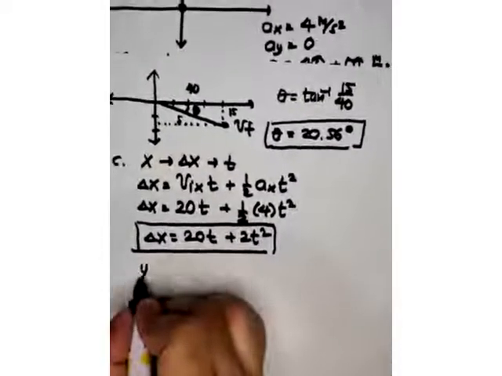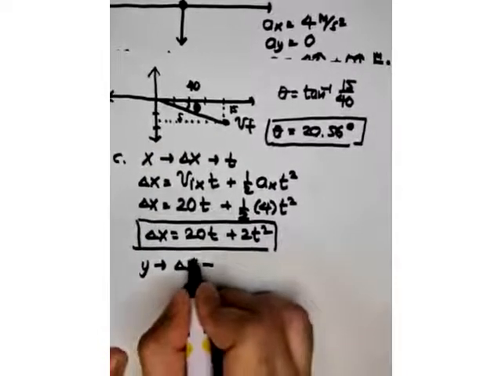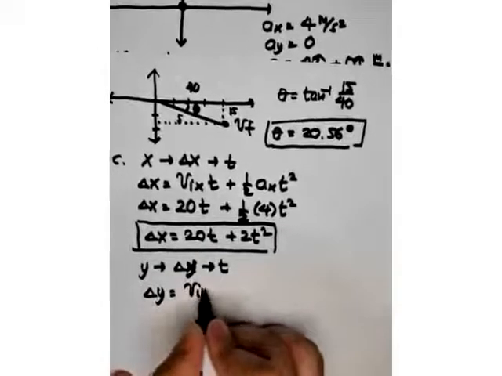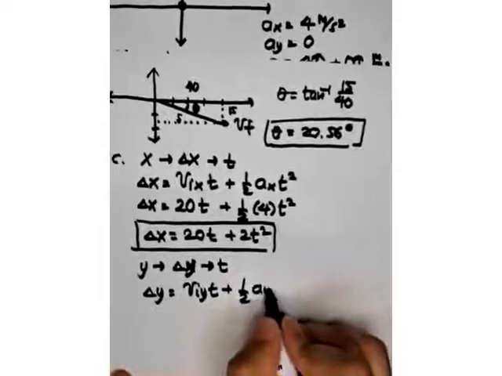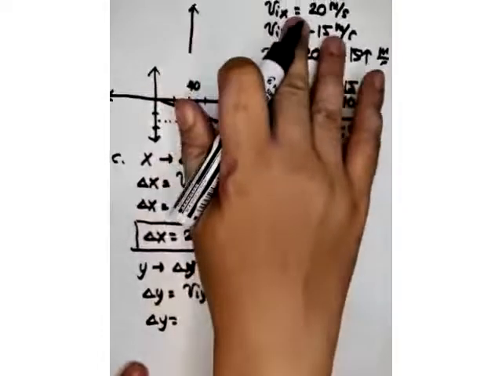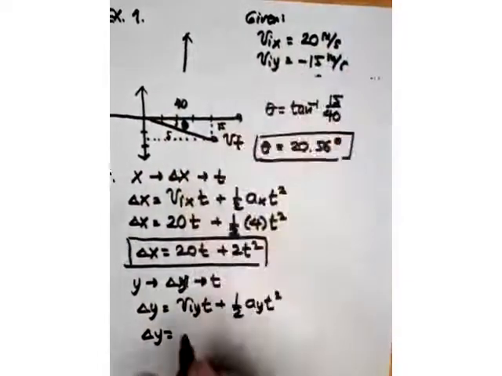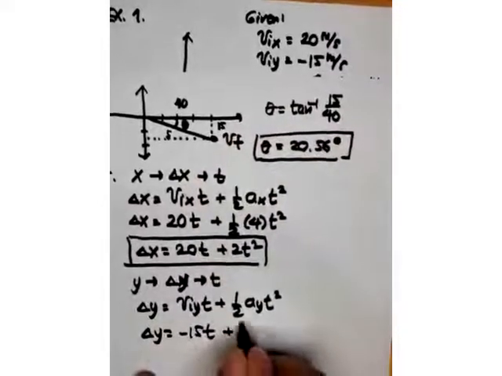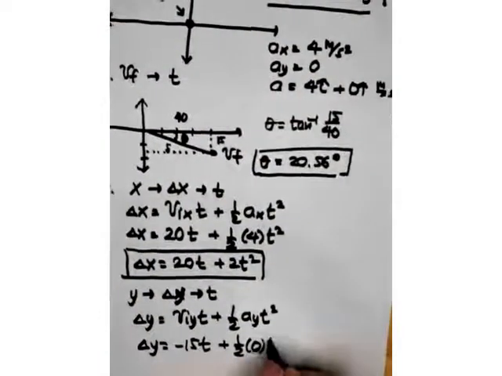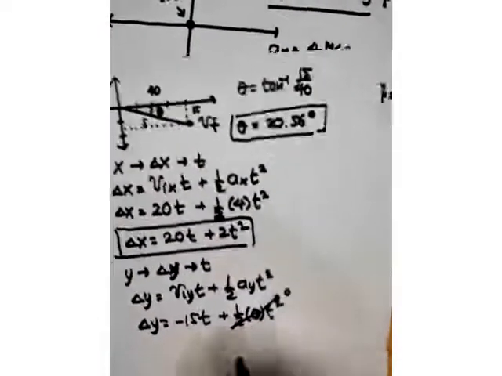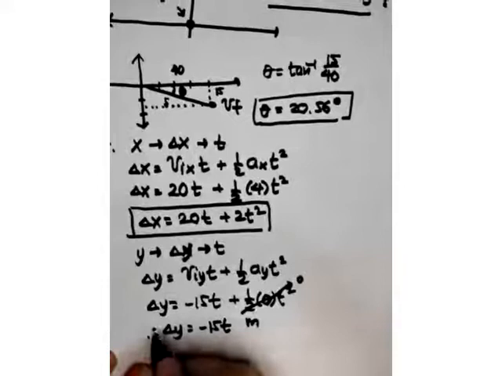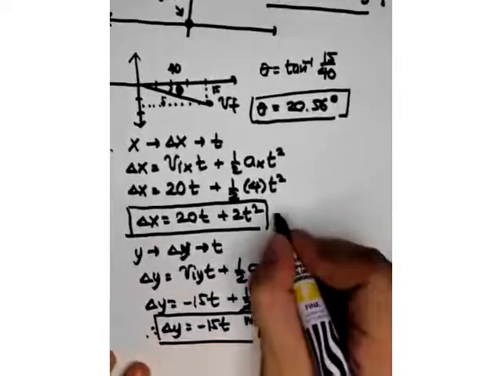So this is for the x coordinate. Ayan. Okay, how about for y coordinate? So that's delta y in terms of t. So delta y is equal to VIYT plus 1/2 AYT squared. So delta y is, what's VIY? So it's given, VIY, the y component of the initial velocity, that's negative 15t plus 1/2 AY is 0 t squared. So this will be equal to 0. So therefore, delta y is negative 15t meters. Ayan. So meter din ito.